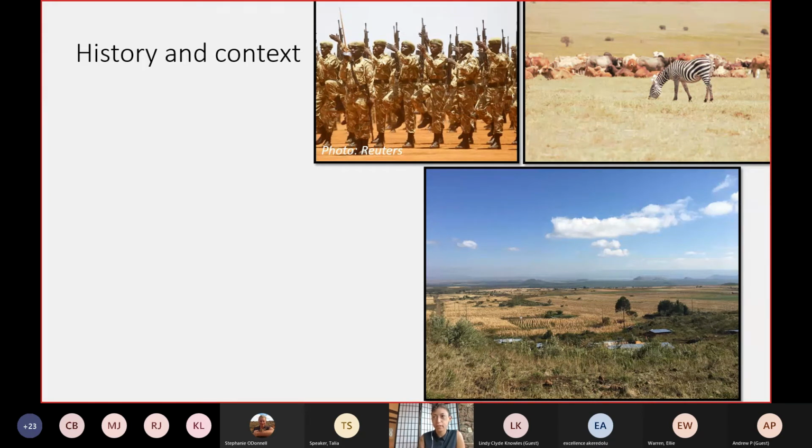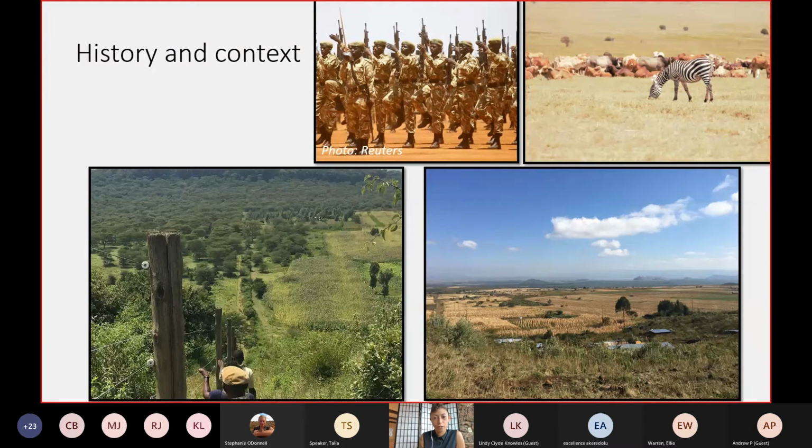conservation planning. And then lastly, the electrified perimeter fence around Lake Nakuru National Park was put up in the 80s, primarily to deter intruders and to keep rhinos in. But it's also currently maintained to alleviate human-wildlife conflict and to demarcate the boundary of the park.